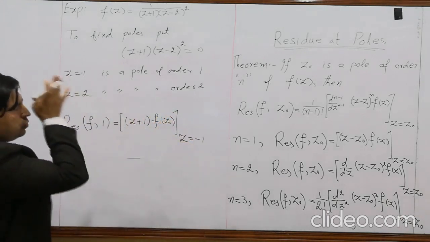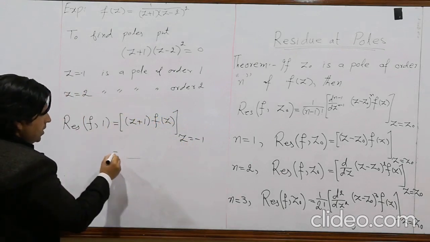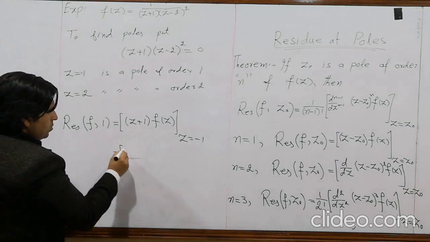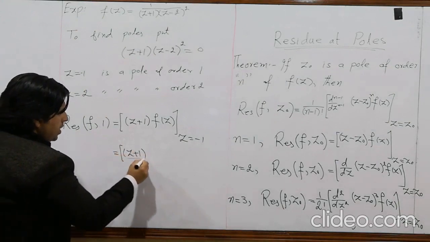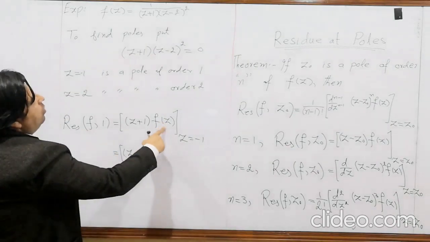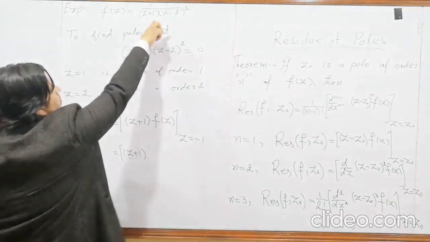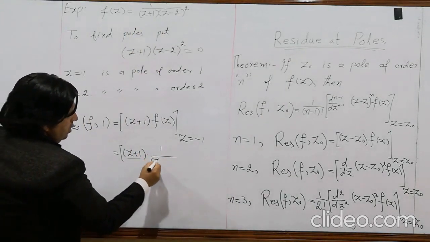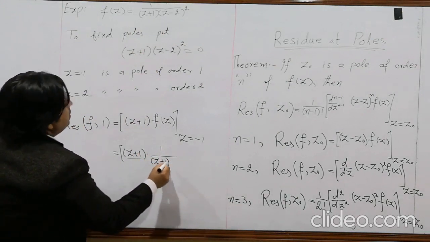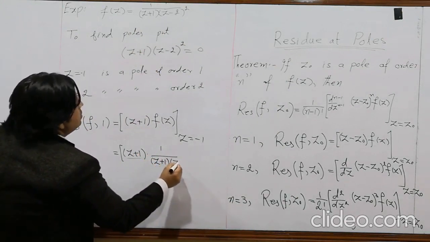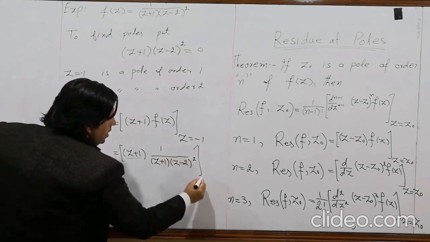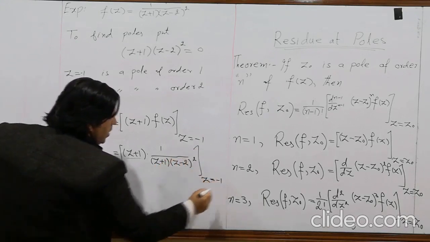Now we just have to simplify this. If I simplify this, I will get z plus 1, and I have to put the value of f of z. The value of f of z is this one, so I can write 1 over z plus 1 into z minus 2 whole square. And the point is z is equal to minus 1.